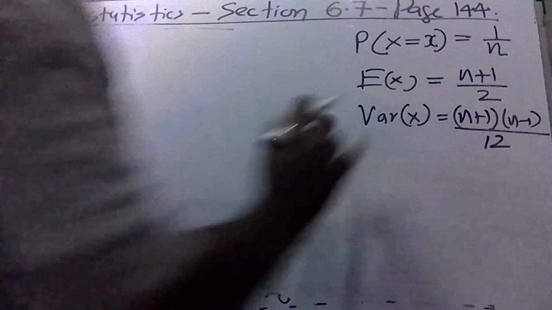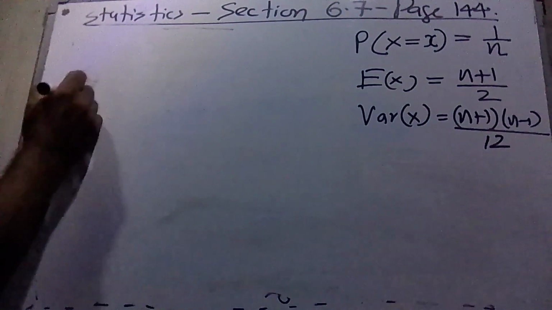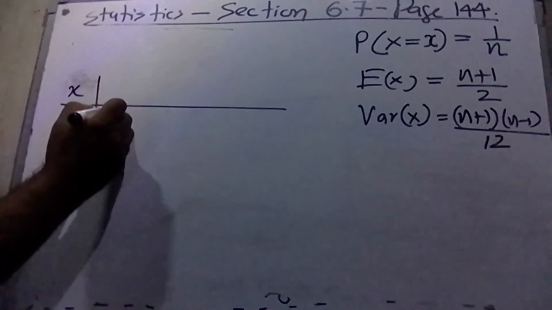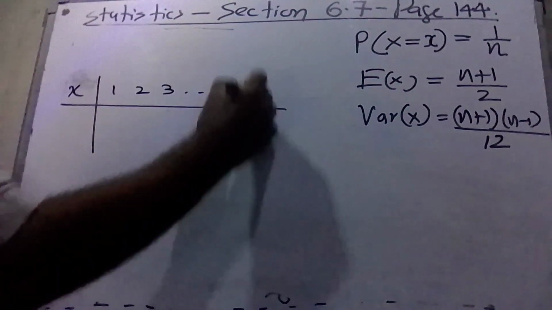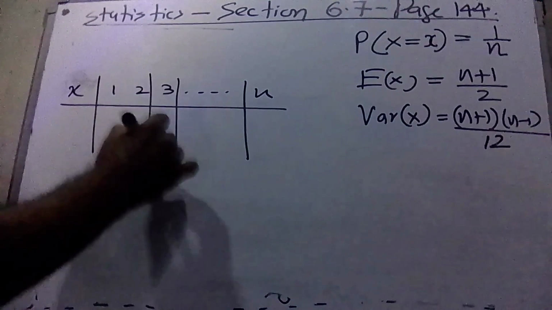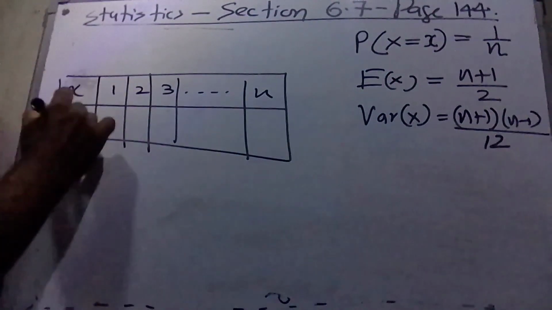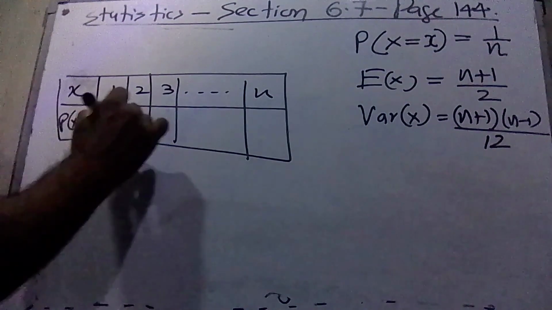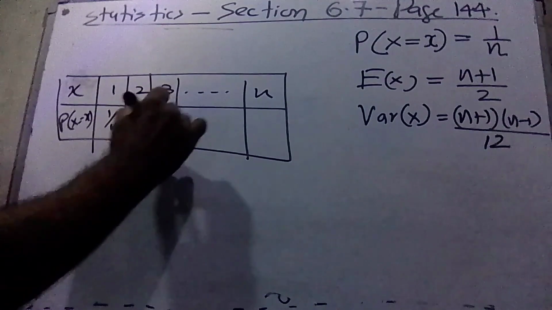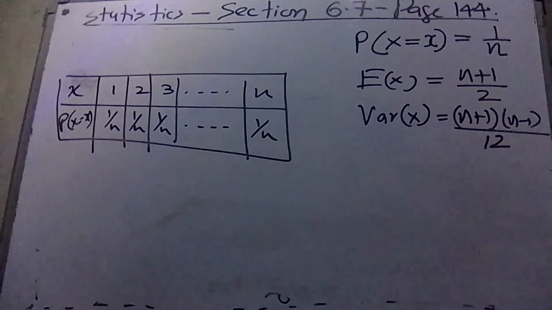Now for example, if we have a distribution like x, so this is a discrete uniform distribution, 1, 2, 3 and up to n, and then the probabilities would be 1 over n, 1 over n, 1 over n, up to 1 over n.